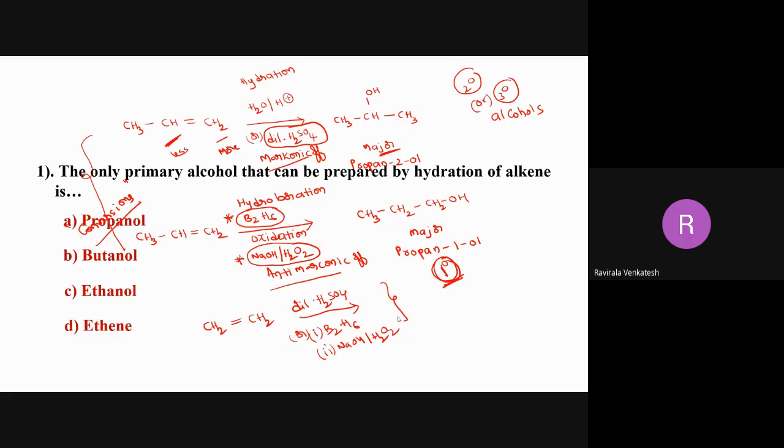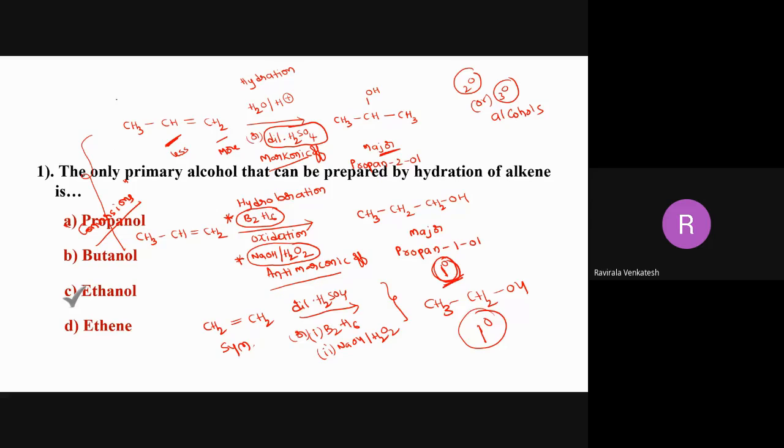Same product. That means when you get symmetrical alkenes, the product will always be the same. Here there is no anti-Markovnikov or Markovnikov, only one product. So you can take any reagent, dilute H2SO4 or B2H6. That's the question they are asking. So what is the product you are going to get? CH3CH2OH. This is a primary alcohol. So even with hydration we get primary alcohol here.